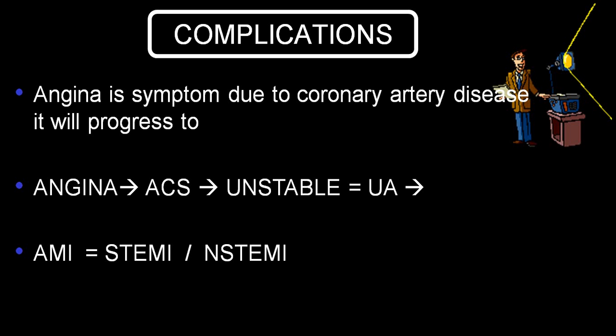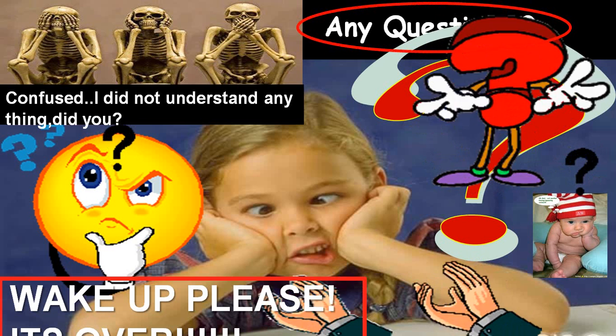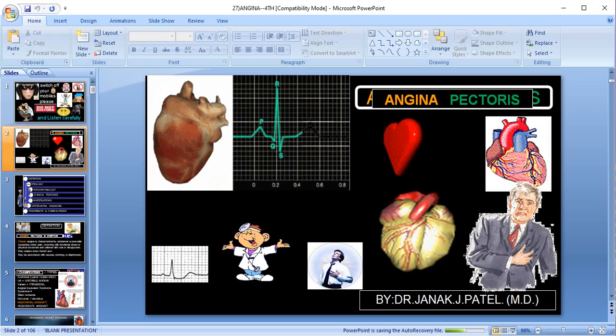Angina can go into acute coronary syndrome like unstable angina, and unstable angina can end up with STEMI or non-STEMI. So usually a stable angina can become unstable, that is acute coronary syndrome, and can end up with STEMI or non-STEMI. So I end my lecture here. I hope this lecture will be very helpful to you. Very frequently you will come across this in your everyday practice. You should be able to pick up all these people and diagnose them.